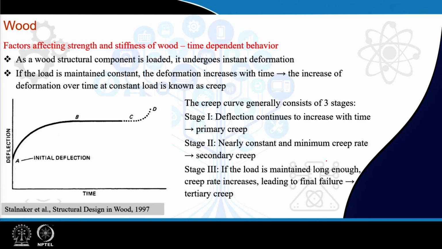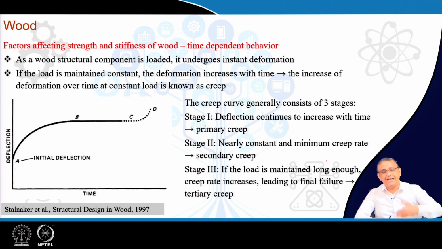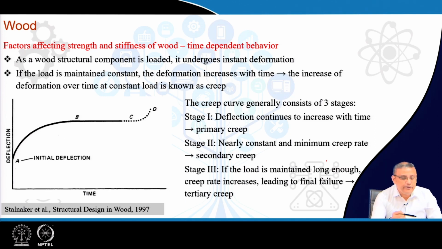That means, as we all know from our knowledge of metallurgy or material science, that creep is actually a behavior where, if the load remains constant, then the deformation that takes place over time is called the creep deformation. And typically, as in many materials we already know, the creep curve of wood also shows 4 different regions.